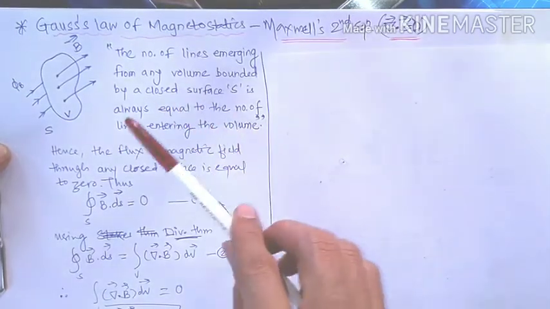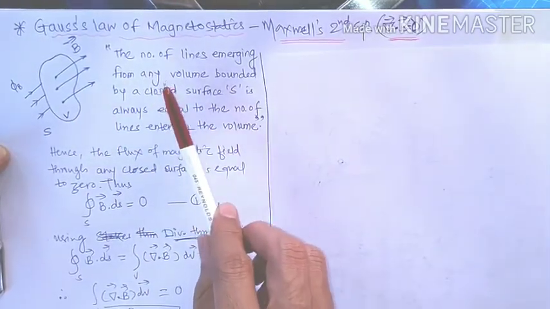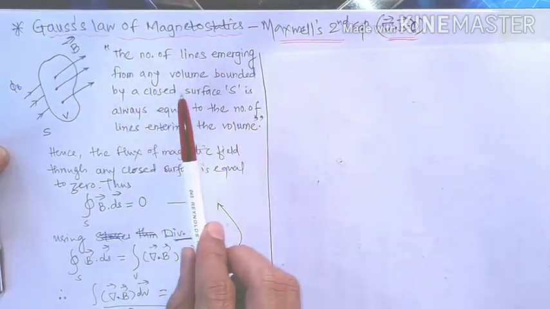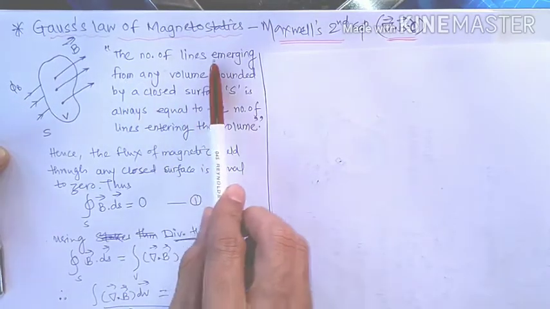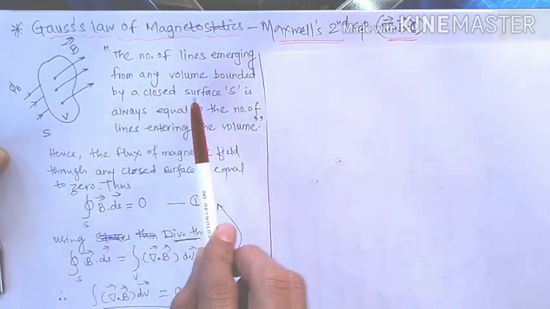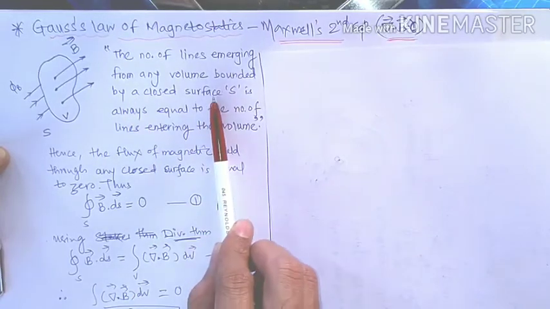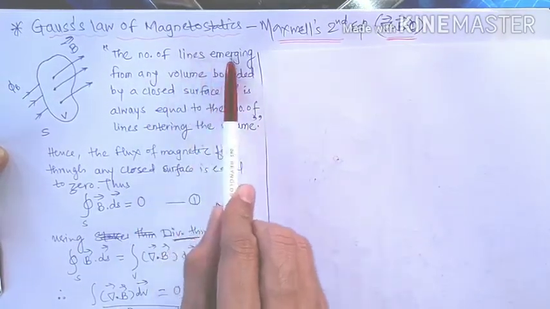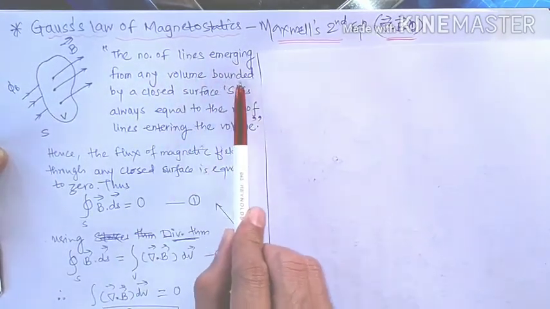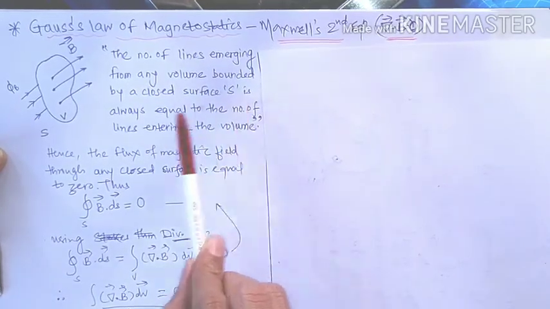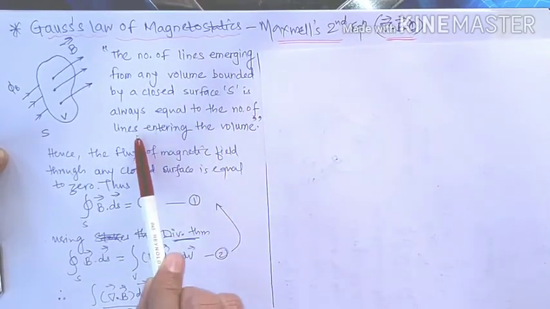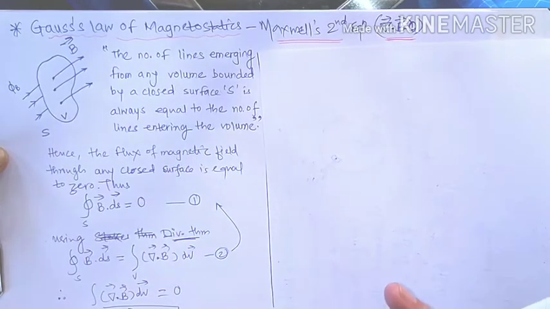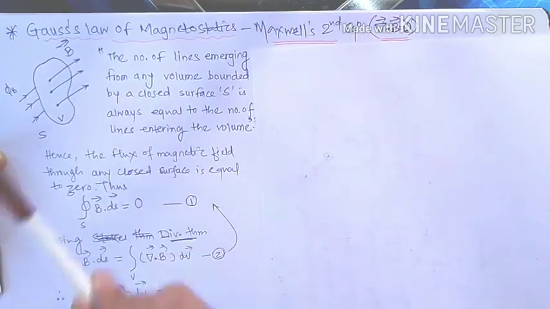Very interesting law. Now look, what is the statement of this? Very simple. The number of lines emerging from any volume bounded by a closed surface S is always equal to the number of lines entering the volume.